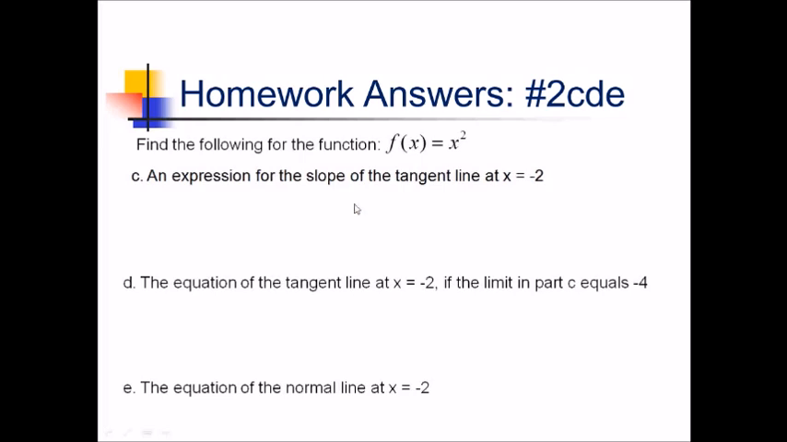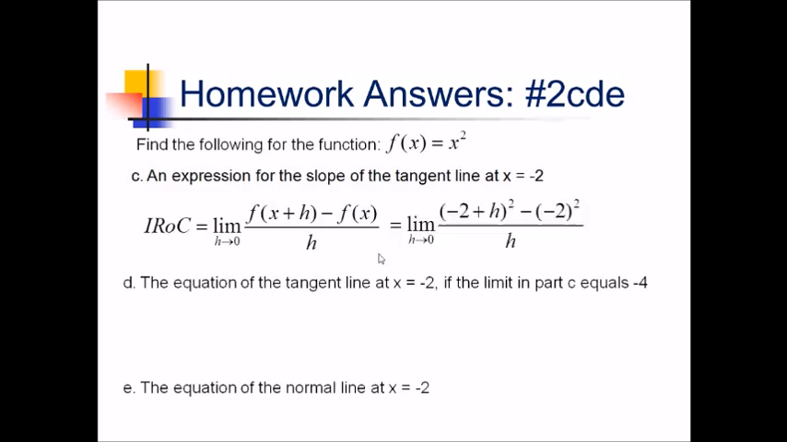For the next problem part on this one, we want an expression for the slope of the tangent line at x equals negative 2. So basically, we just need to set up the limit form of IROC. Here's the original IROC formula, f of x plus h minus f of x over h as h approaches 0. So now for the x value, they're telling us to plug in negative 2, and the f function is just the squaring function here. So we can write (negative 2 plus h) squared minus (negative 2) squared over h. Limit of all that as h approaches 0. So that's the expression they wanted.